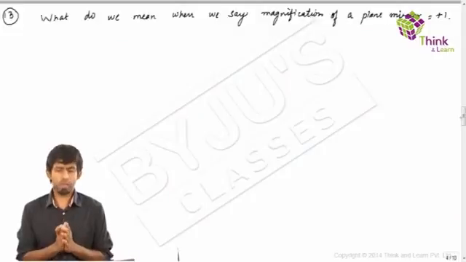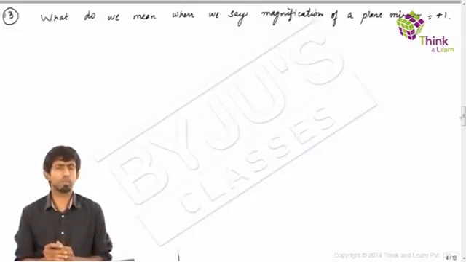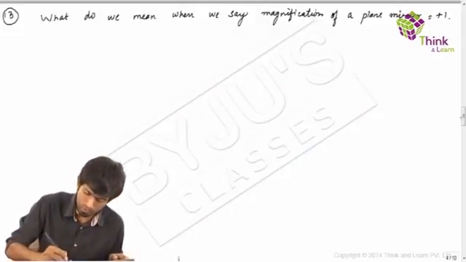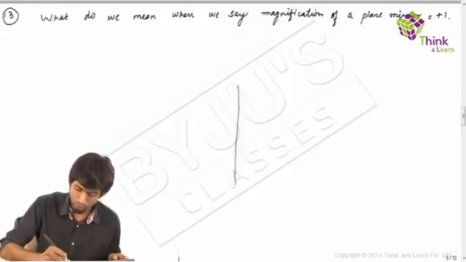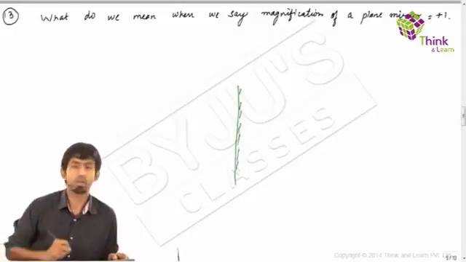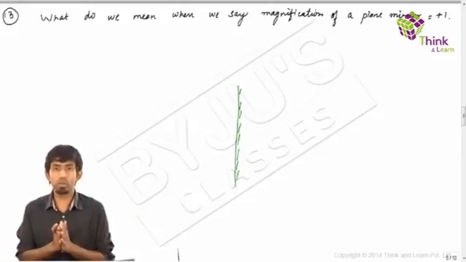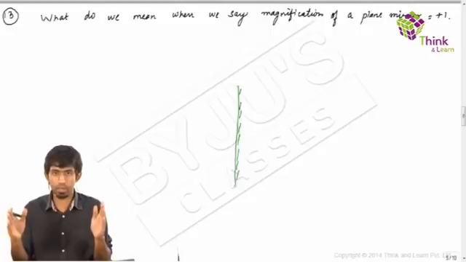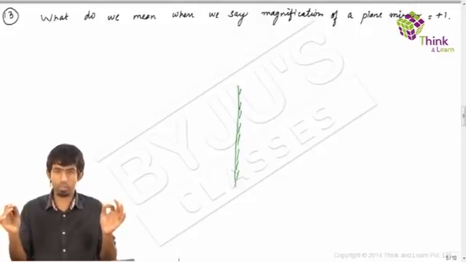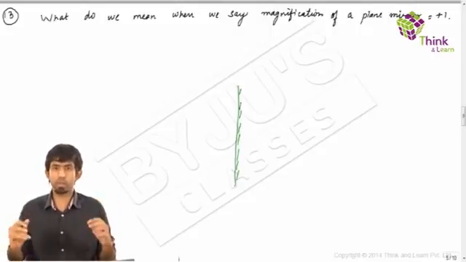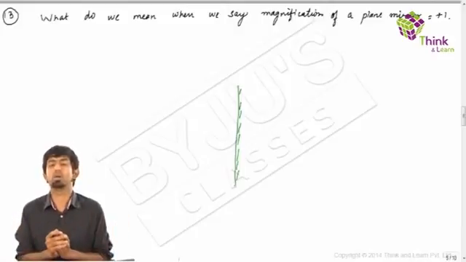When we say the magnification of a plane mirror is plus 1, what do we mean? This is what we mean. We've always been telling this, right? If you don't already know, we always say that the plane mirror forms an image that is exactly as far away behind the mirror as the object is. And the size is the same, it's erect, it's virtual, same size, right?